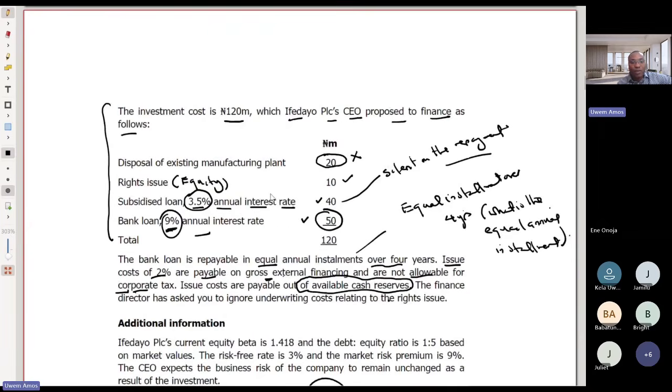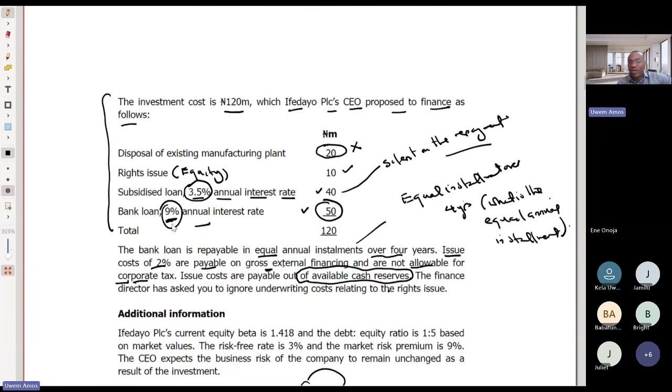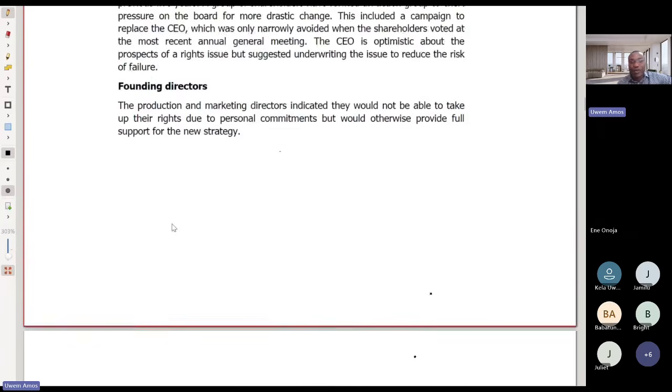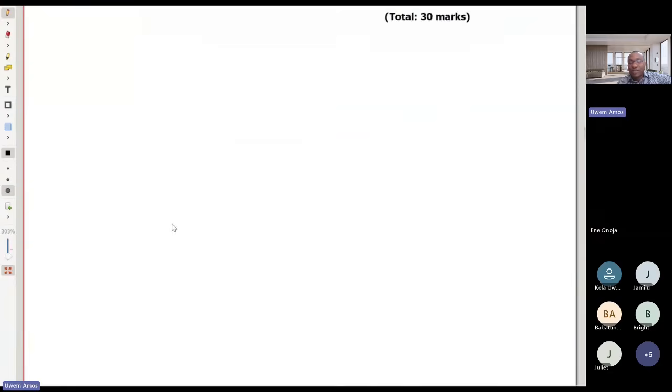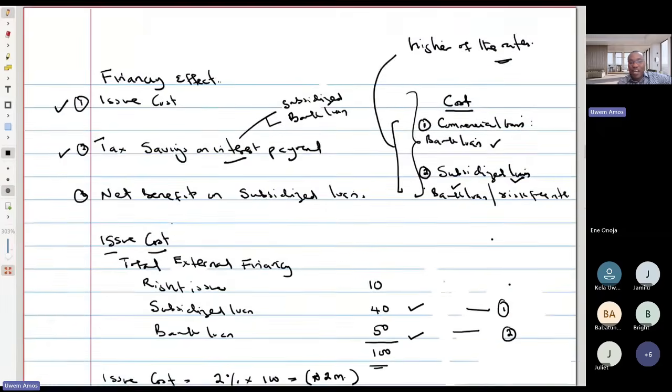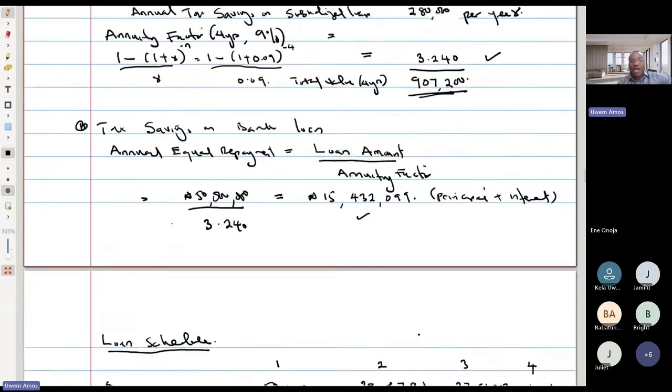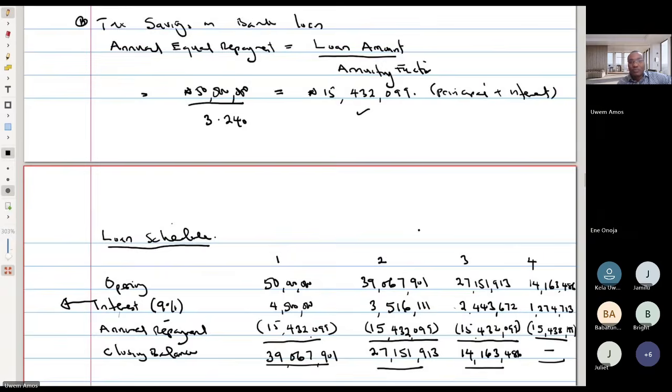So that's what we have here. Bank loan is 9%. So I went with that. I went for the higher of all of the rates. So the bank loan is 9%. Now that we established that, I can then calculate my annuity factor. And annuity factor has the formula.